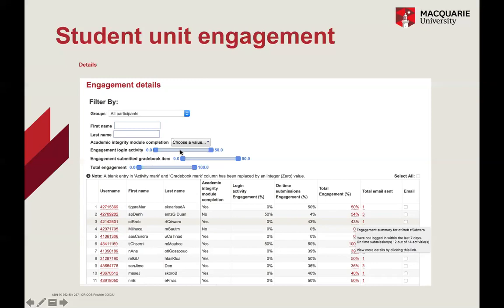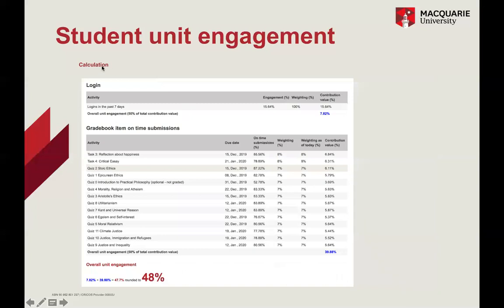So you can use this one, or you can use this one, the engagement submitted gradebook item. So I want to see all the students who haven't submitted probably 50% of their assignments. So you can basically filter it down. Now, just one more thing I want to highlight over here. If you click these links, it will show you the detailed calculation of how this 54% is calculated.